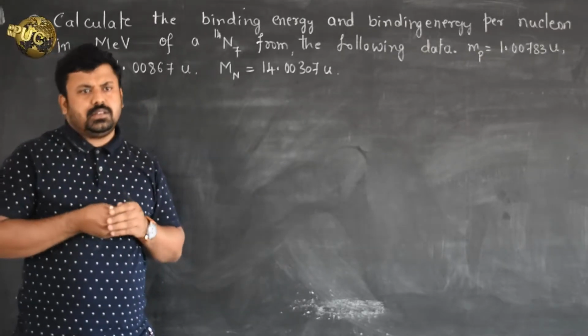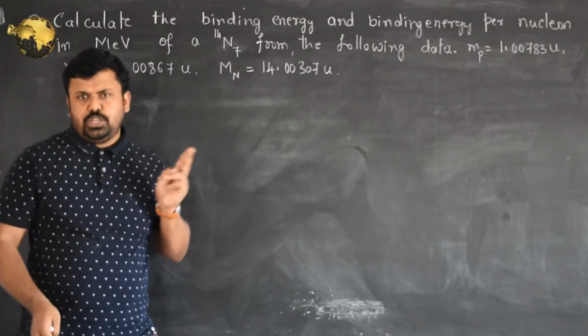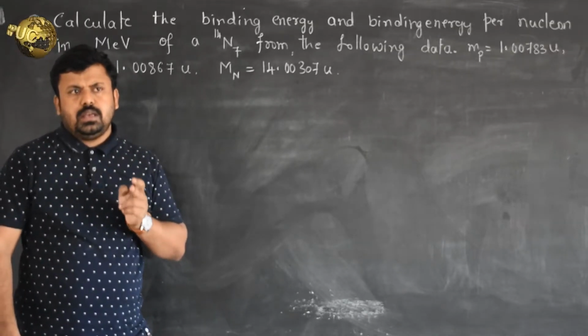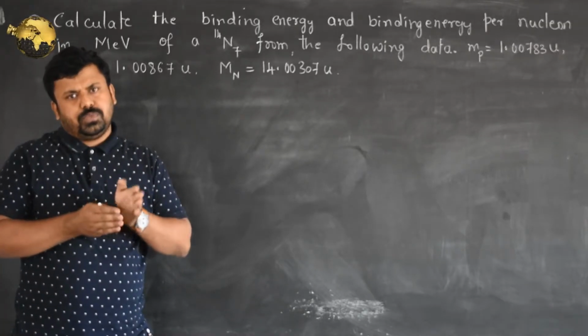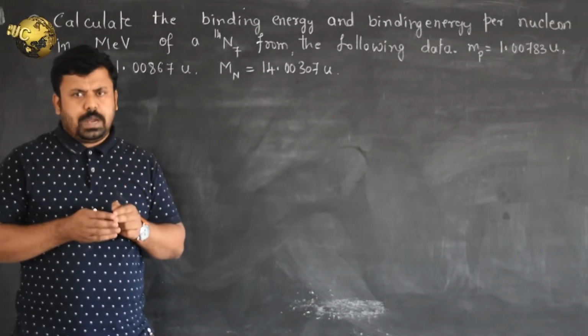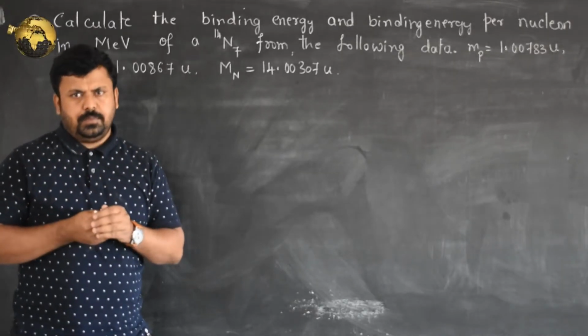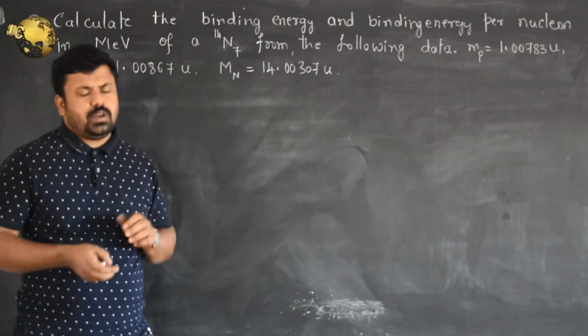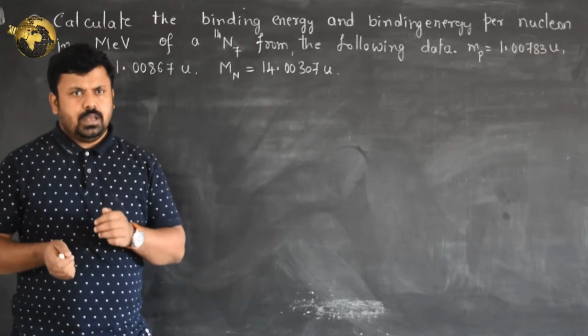For your annual exam, Karnataka board, you will have one numerical from these two units, unit 9 and unit 10. Most of the questions are from the chapters dual nature of matter and radiation, atoms and nuclei. So let's start with the first numerical from units 9 and 10.